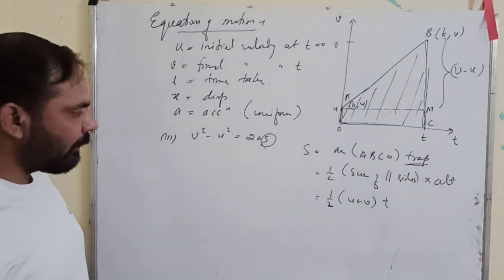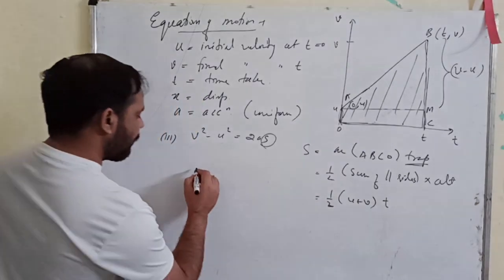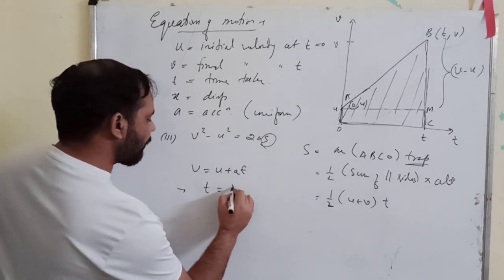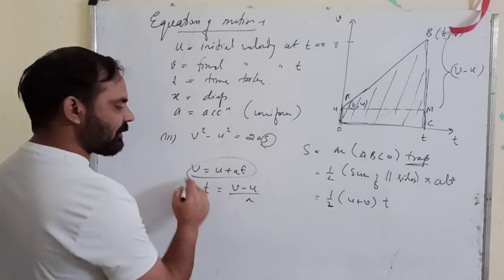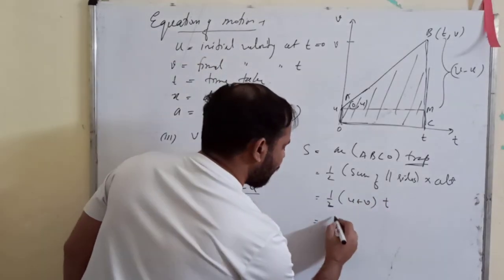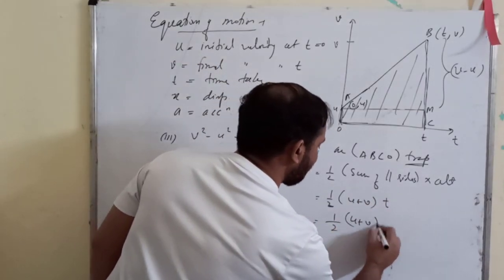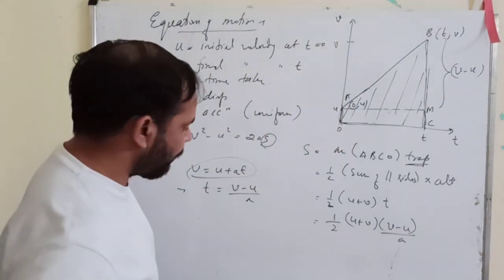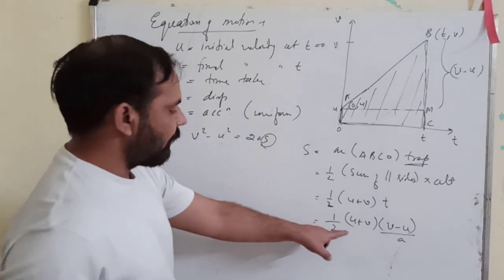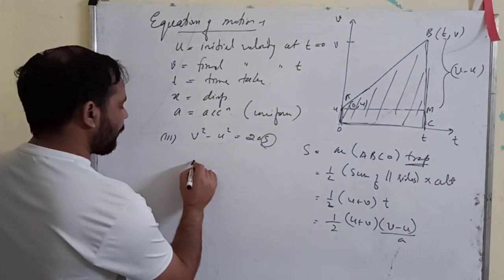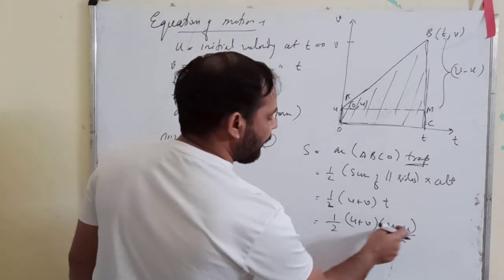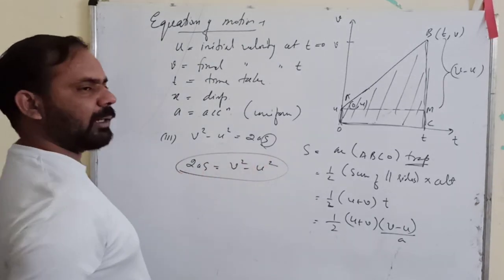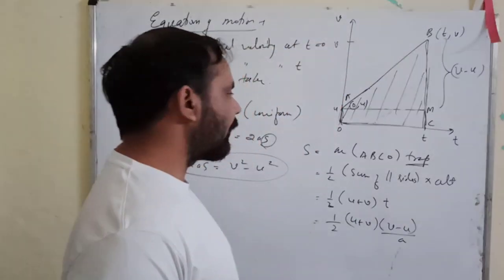And how much is that? t. Now we have V equals U plus AT. So can I write t equals V minus U upon A, from the first equation? So I will replace this t: S equals half into U plus V into V minus U upon A. Now this 2A will be multiplied here, giving 2AS, and this is A minus B into A plus B, A square minus B square. So V square minus U square equals 2AS. This is the third equation.